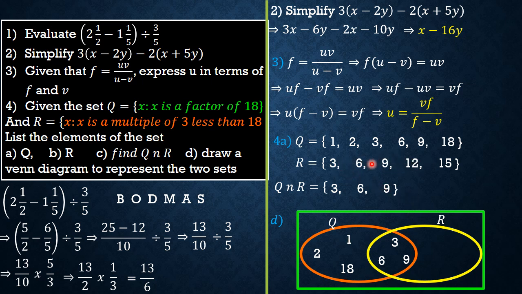If we take away the elements 3, 6, and 9 from the set R, which elements are going to be left? We have 12 and 15, right? So we are going to come here and fill in 12 and 15. Great. So guys, these are the elements that are left. So friends, that's it for this particular question.